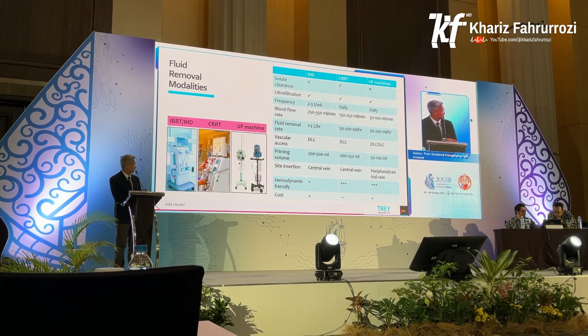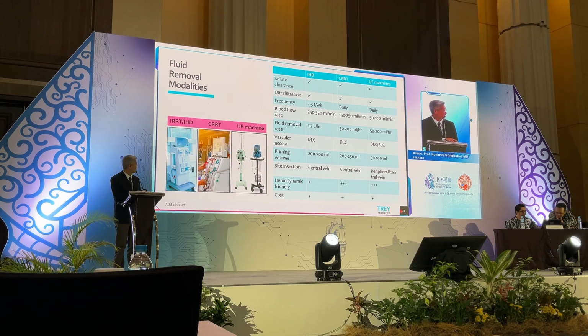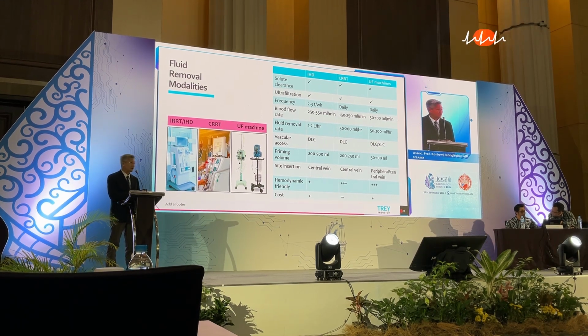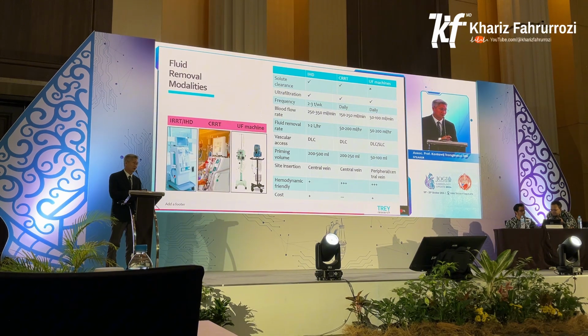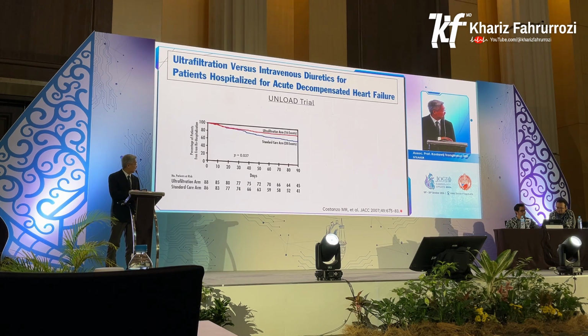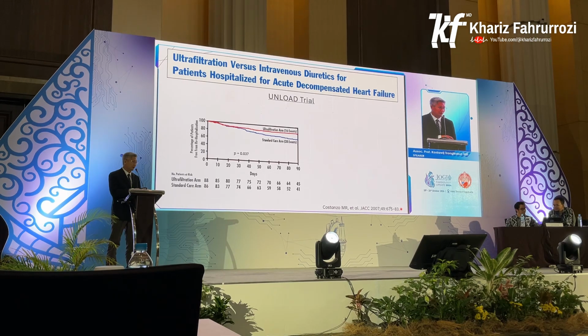This is an example of the machine, where it's smaller and less complicated, less sophisticated than CRRT. It can use just a single lumen and can be used with a peripheral line to remove fluid as well. This shows the evidence that this kind of machine can remove fluid and reduce re-hospitalization, with an ongoing study.